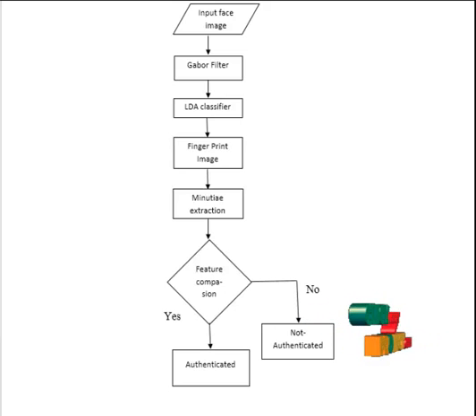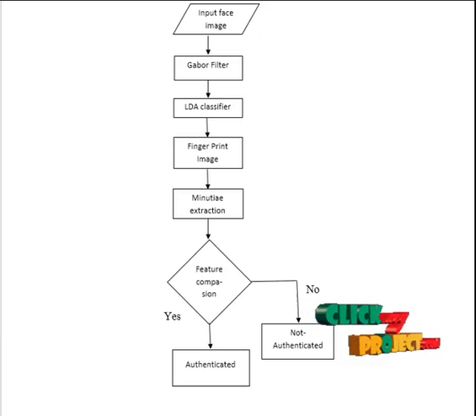After the Gabor filtering technique, the image is processed by the LDA classifier. The LDA classifier will classify the features of the Gabor filtered output. After classifying each and every matrix, it is separated as the first output, and the second input is given to the process. The second input is the fingerprint image, which may be a thumb impression, forefinger, or middle finger.